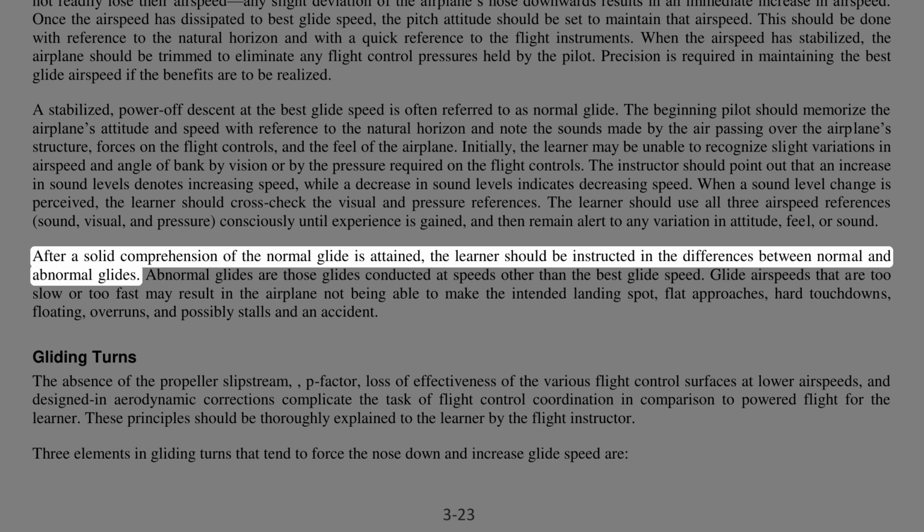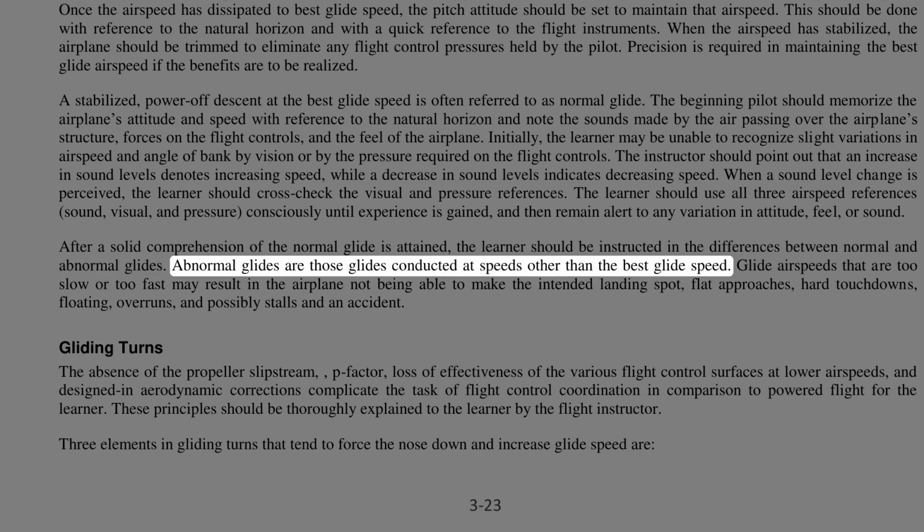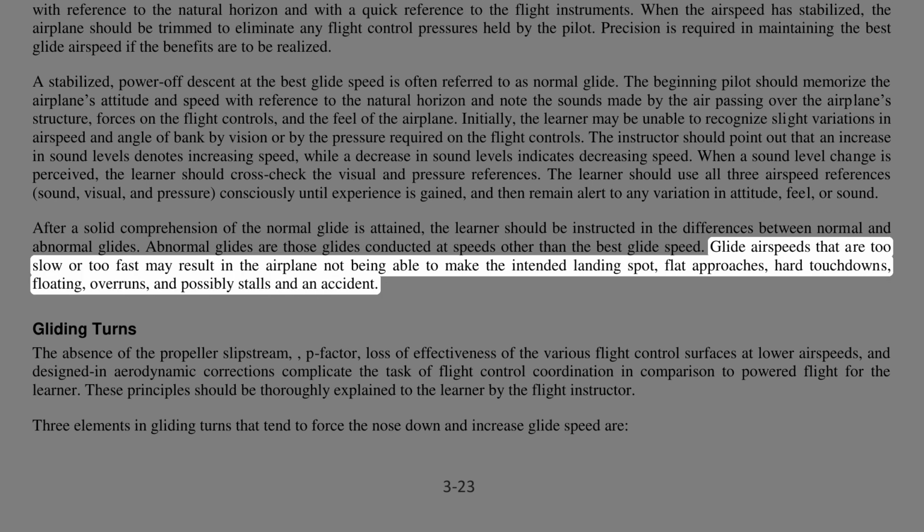After a solid comprehension of the normal glide is attained, the learner should be instructed in the differences between normal and abnormal glides. Abnormal glides are those glides conducted at speeds other than the best glide speed. Glide airspeeds that are too slow or too fast may result in the airplane not being able to make the intended landing spot, flat approaches, hard touchdowns, floating, overruns, and possibly stalls in an accident.